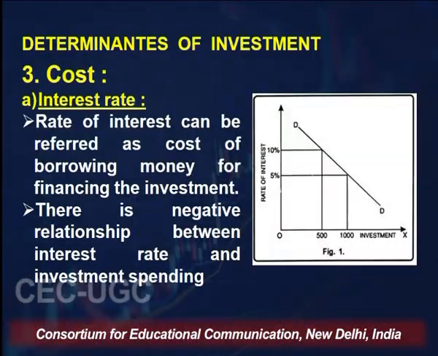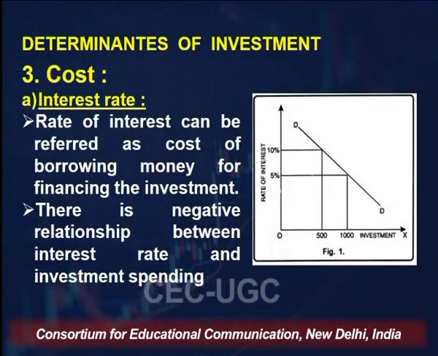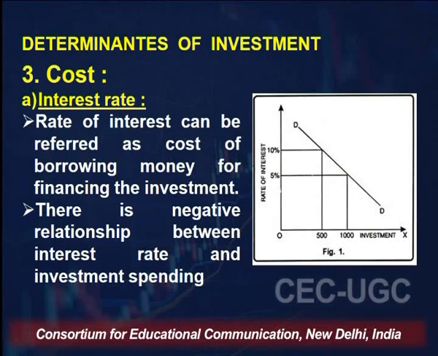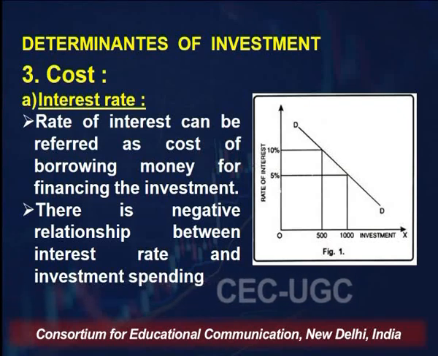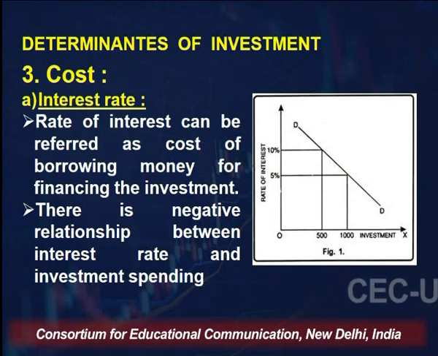So therefore it is negatively related, and therefore you can see in the graph that it is downward sloping. In this graph you can see that we are taking investment on the x-axis and the rate of interest on the y-axis, and the investment curve that you can see is downward sloping, which indicates that there is an inverse relationship between the two.